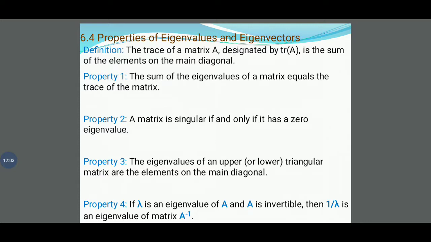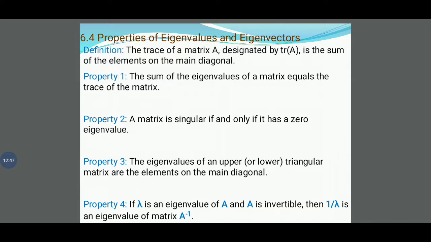Consider now the properties of eigenvalues and eigenvectors. This is an important concept, which is important for your engineering GATE exam also. First the definition: the trace of a matrix means the sum of the main diagonal elements. For any matrix, it is just the addition of the diagonal elements a11 plus a22 plus a33 plus a44 and so on. This sum of the diagonal elements is called the trace of a matrix.